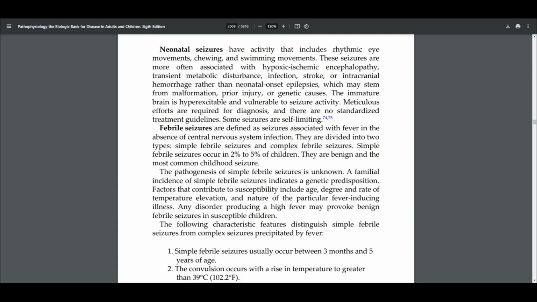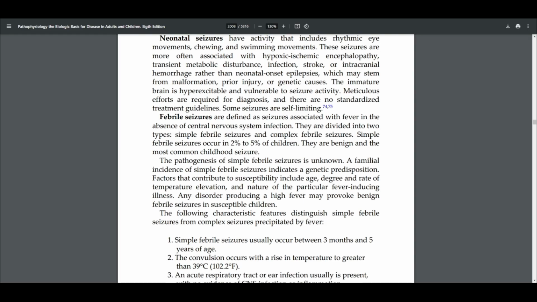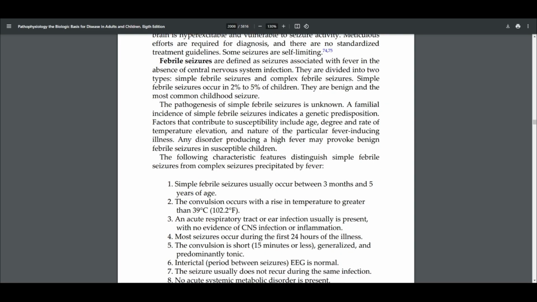Neonatal seizures have activity that includes rhythmic eye movement, chewing, and swimming movement. These seizures are more often associated with hypoxic ischemic encephalopathy, transient metabolic disturbance, infection, stroke, or intracranial hemorrhage, rather than neonatal onset epilepsies, which may stem from malformation, prior injury, or genetic causes. The immature brain is hyperexcitable and vulnerable to seizure activity. Meticulous effort is required for diagnosis, and there are no standardized treatment guides. Some seizures are self-limiting.